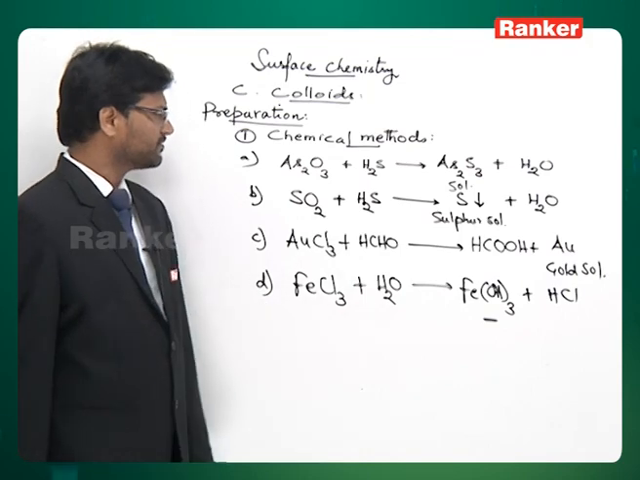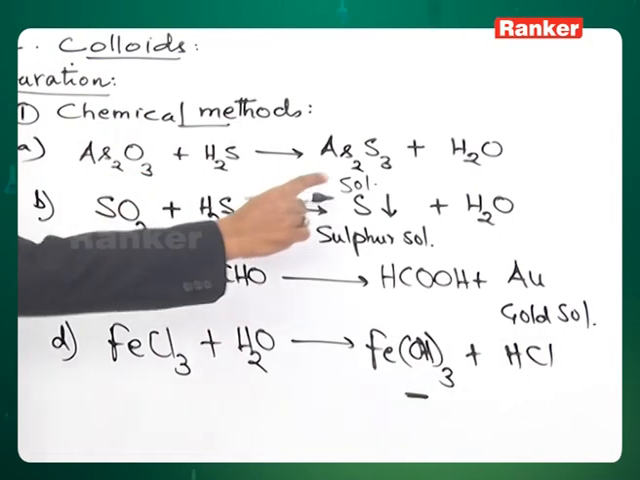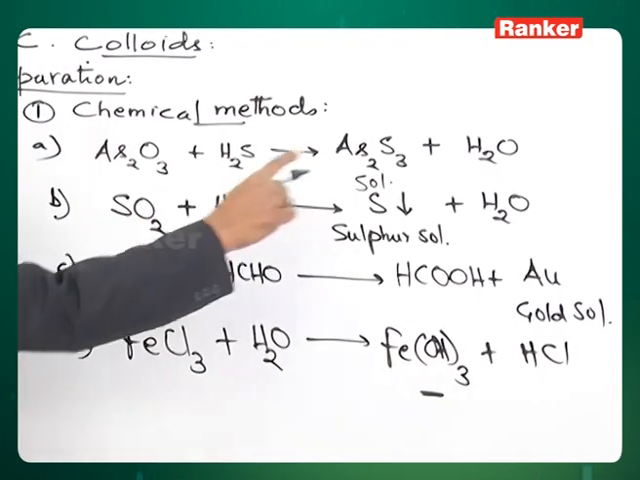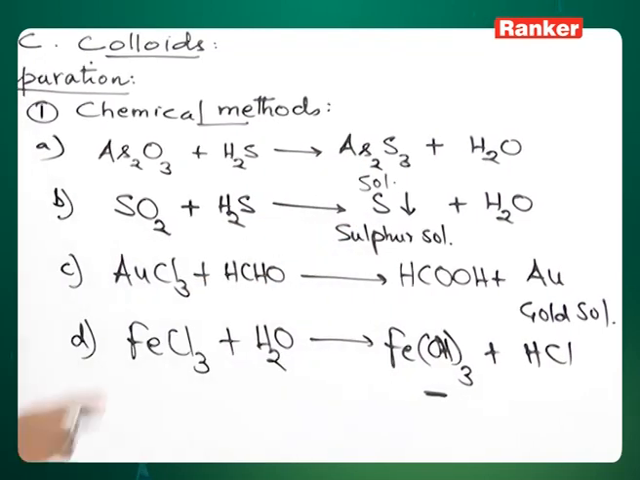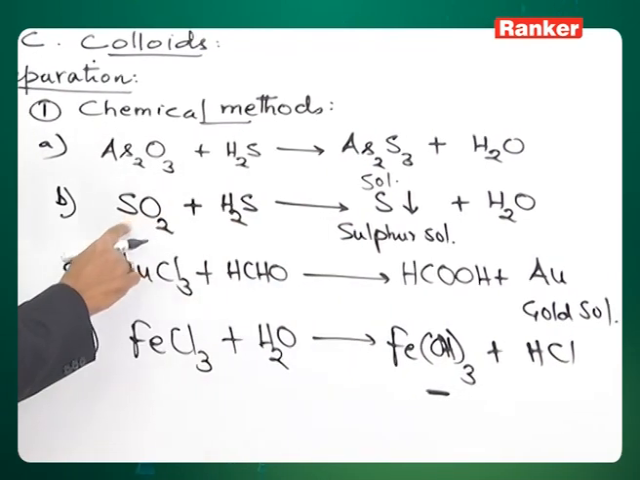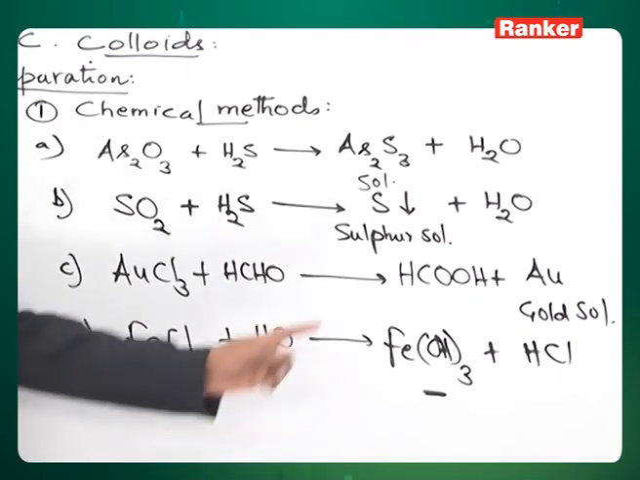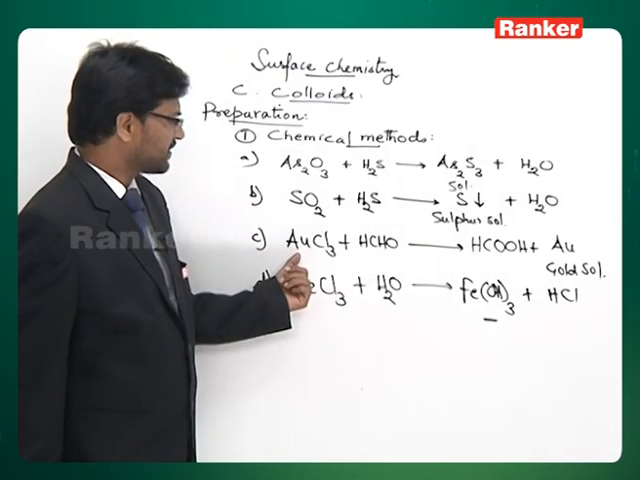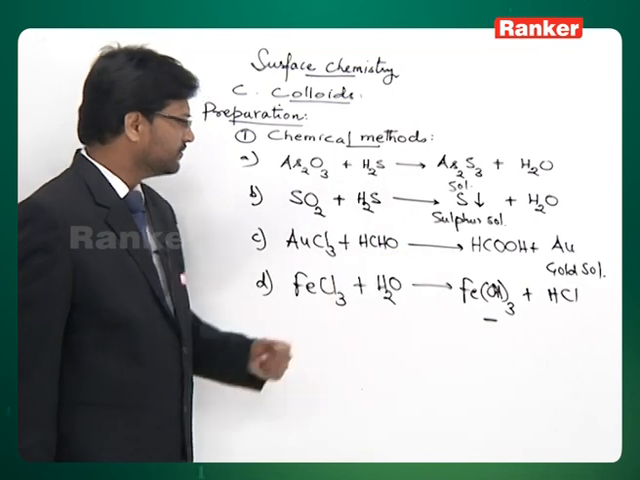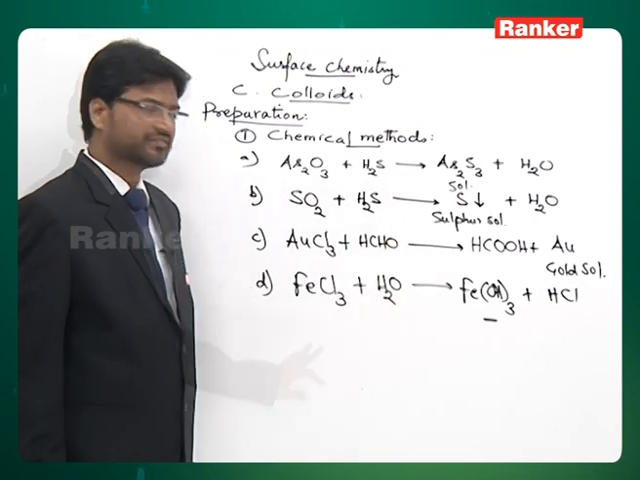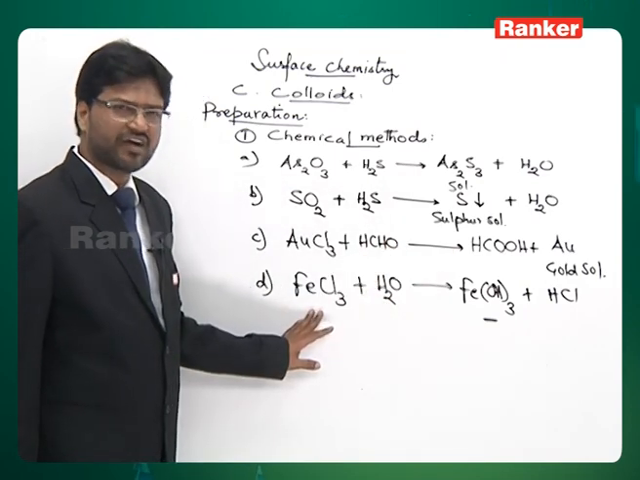Just go through these equations once again. Arsenic trioxide becomes arsenic sulfide. The driving force is the low KSP of arsenic sulfide. Here it's a case of comproportionation, same element in different oxidation states, they reach one particular value. And then this is a case of reduction of Au3+ into Au, formaldehyde gets oxidized to formic acid. This is just a simple case of hydrolysis.